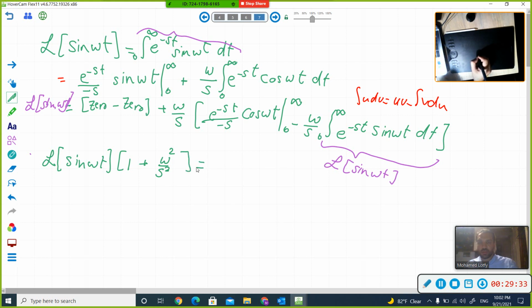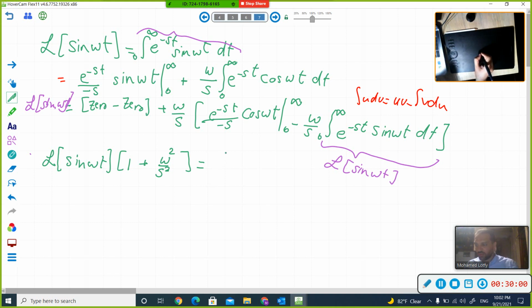Equal what? Equal this term. Okay, so let's substitute. If we substitute with infinity instead of this t, e to the power negative infinity will be 0. So the first substitution will be 0. Negative, so let's do it step by step.